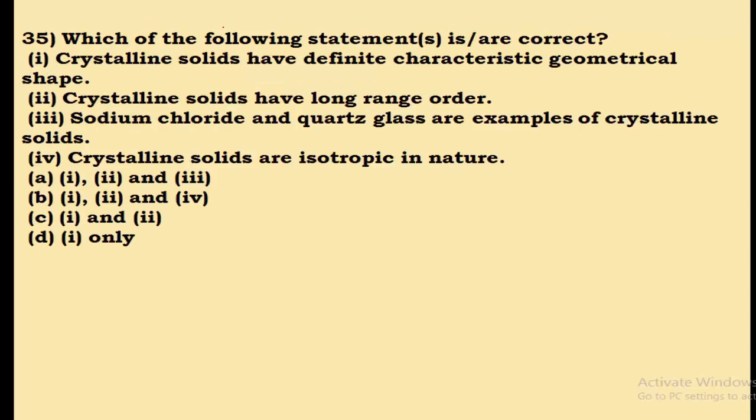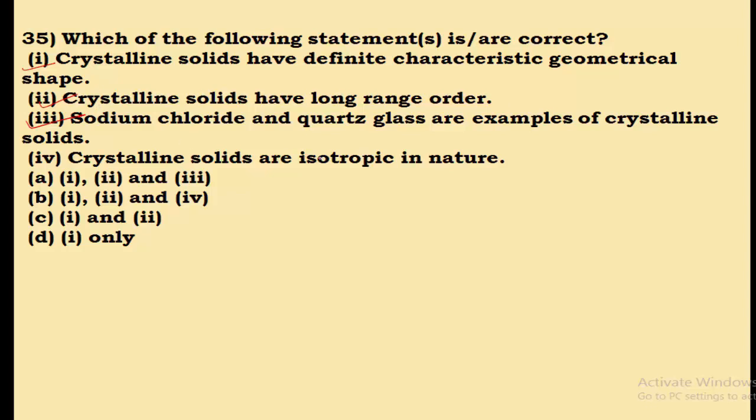35th. Which of the following statements is or are correct? Crystalline solids have definite characteristic geometrical shape. This one is right. Crystalline solids have long range order. That is also right. Sodium chloride and quartz glass are examples of crystalline solids. This one is also right.